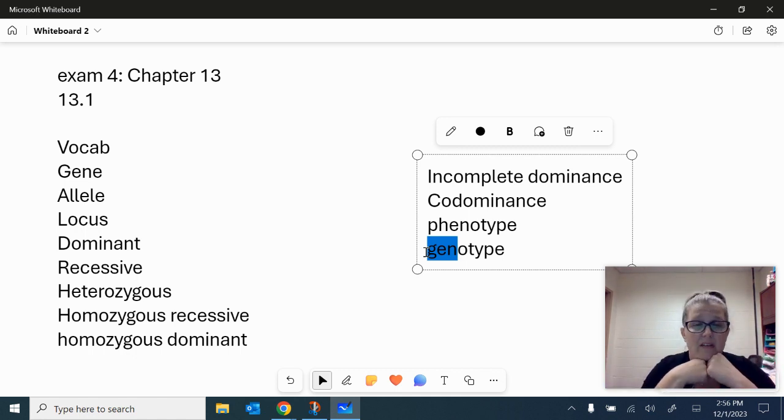Don't confuse that with independent assortment, where the chromosomes get independently assorted into their own gametes. So the law of segregation is the alleles get separated, but the law of independent assortment is the chromosomes get independently assorted into different gametes, so they're not linked. If you have chromosomes over here and chromosomes over here, they might not always end up in the same cell.